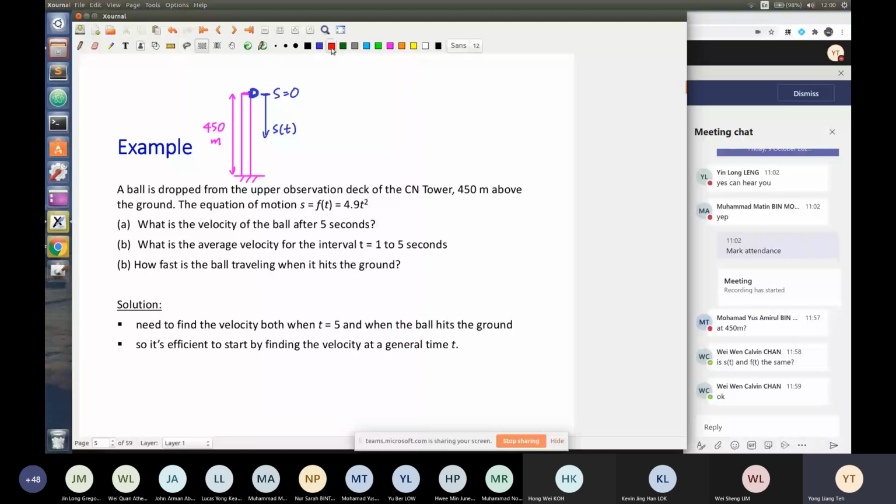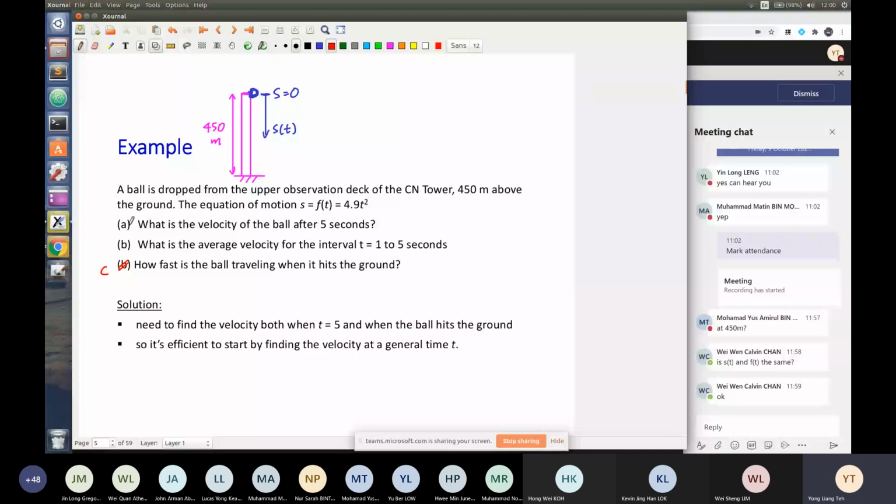So then this should be C. I think there's a typo here. How fast is the ball traveling when it hits the ground? That means you want to know the velocity when the ball is at a displacement of 450 meters. Conceptually, that's how we tackle these 3 parts.